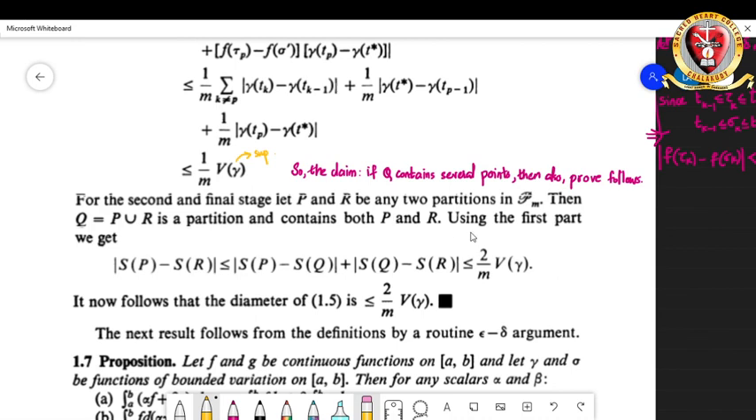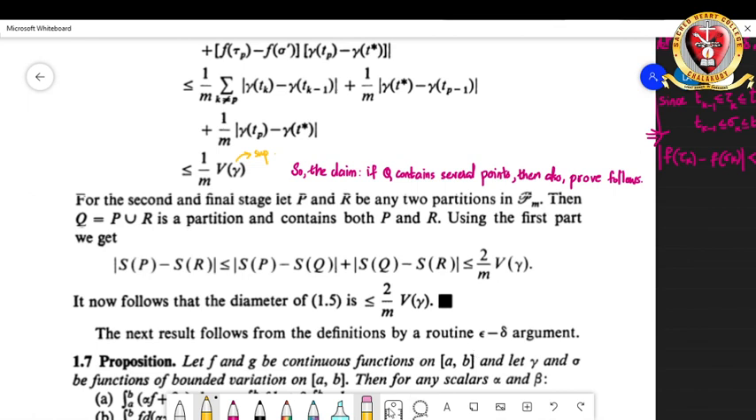Using the first part which we now proved, we know that modulus of S of P minus S of R is less than or equal to modulus of S of P minus S of R. We add and subtract S of Q, and then use the triangle inequality to get that to be less than or equal to modulus of S of P minus S of Q plus modulus of S of Q minus S of R, and that is less than or equal to 1 by m into v of gamma plus 1 by m into v of gamma, which is equal to 2 by m into v of gamma, right? So it follows that the diameter will be less than or equal to 2 by m into v of gamma.